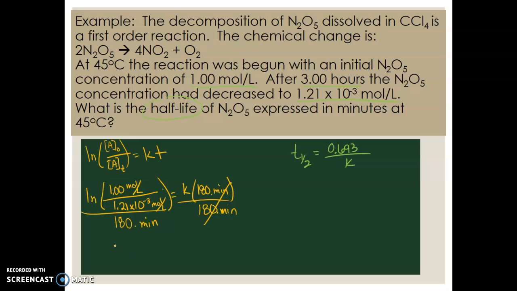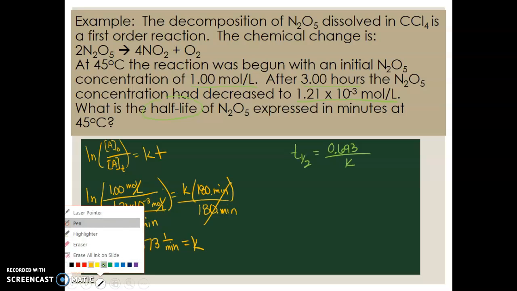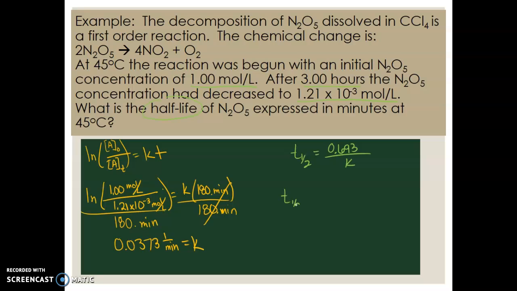And we will find K is equal to 0.0373 over minutes. This is what K is equal to. So now we can plug this into our half-life equation. So the half-life is equal to 0.693 divided by 0.0373, and that is going to give us a half-life of 18.6 minutes.